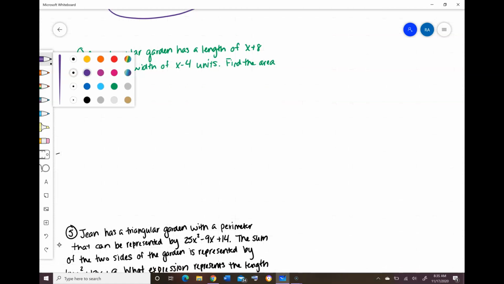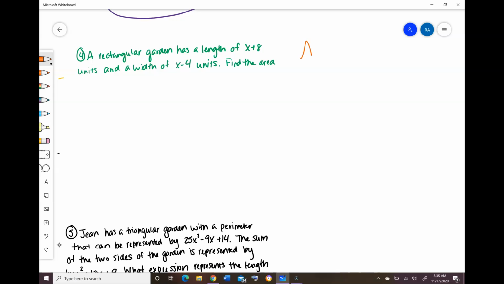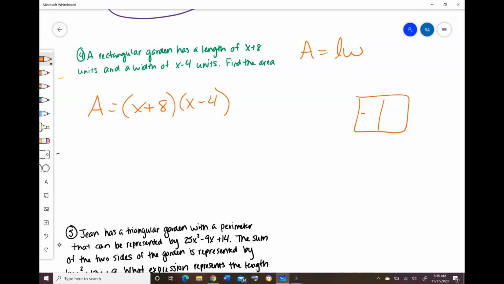It says a rectangular garden has a length of x plus 8 units and a width of x minus 4 units. Find the area. Well, area, again, is length times width. So I'm going to say x plus 8 times x minus 4. Box method. Box it up. There we go. We did a lot on the box method lately.